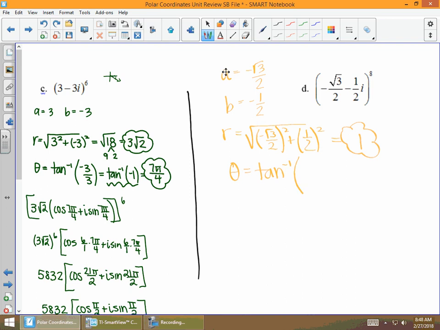Okay, so tangent. You can think about this in unit circle terms. If cosine is radical 3 over 2 and sine is 1/2, what's your angle? You can think through it like that. Or you can do the division. 1/2 divided by negative radical 3 over 2. Our 2's are going to cancel. We're going to end up with 1 over radical 3, which is the same as radical 3 over 3.